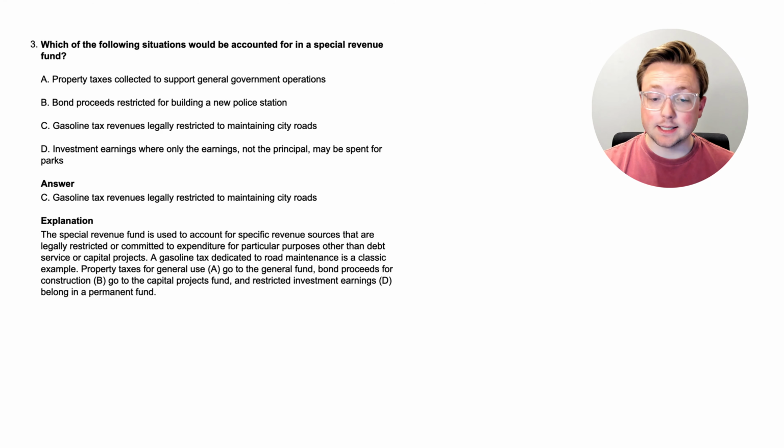A gasoline tax dedicated to road maintenance is a classic example. This wouldn't be a capital project because they're not building a new building or a new capital asset necessarily. They're just using it to maintain something that already exists. They're maintaining that special road.